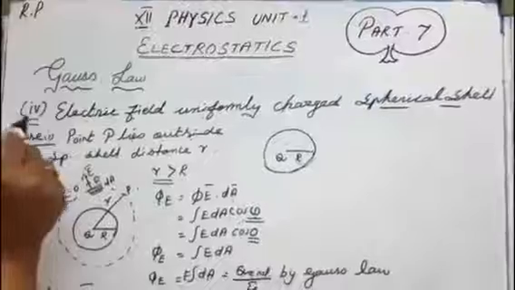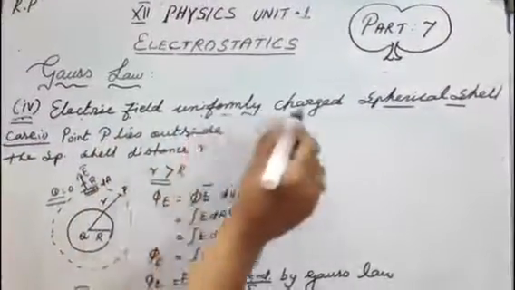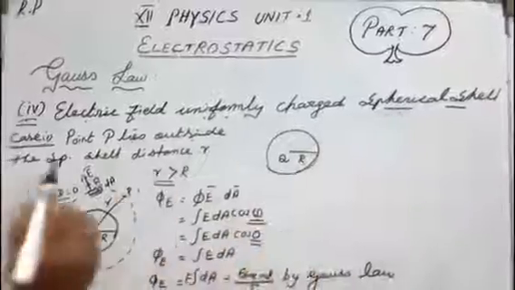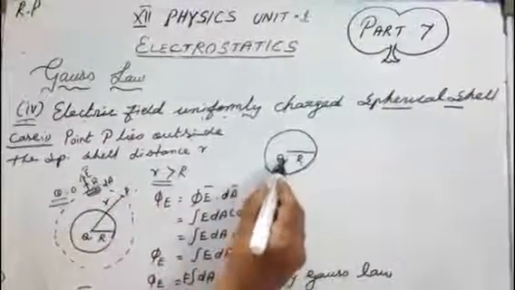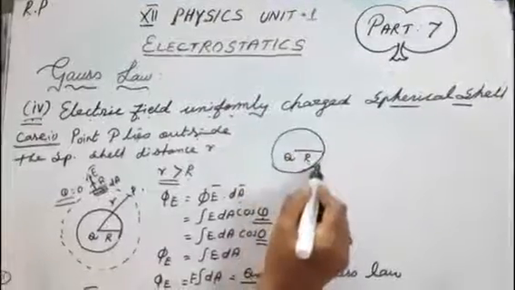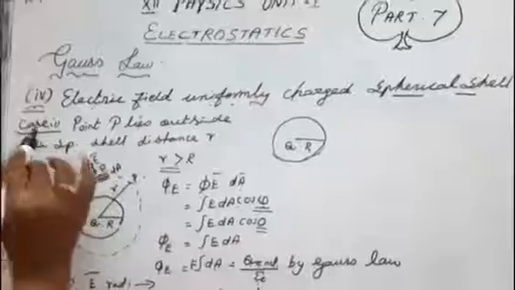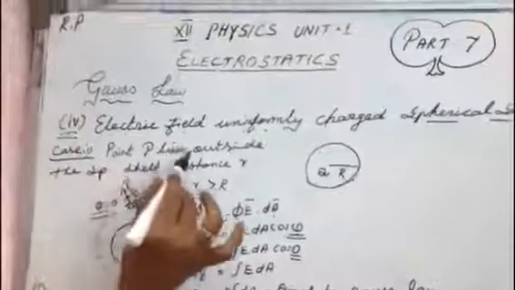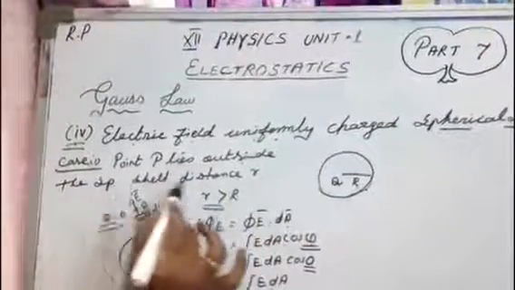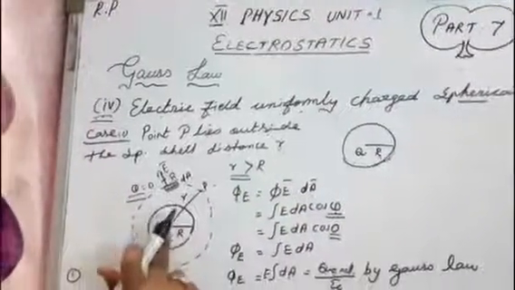And next, the fourth application is the electric field due to a uniformly charged spherical shell. Here we take a charge plus Q. Around it there is a spherical surface with radius capital R. Now we can see the first case. Point P lies outside the spherical shell at a distance small r. Here small r is greater than capital R.